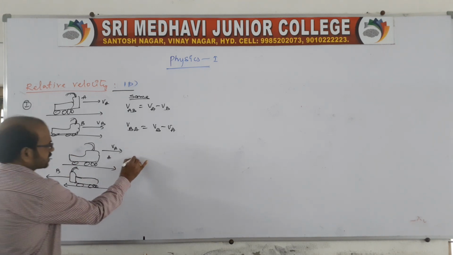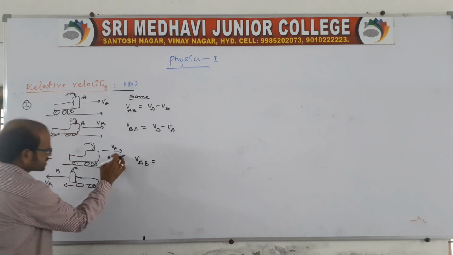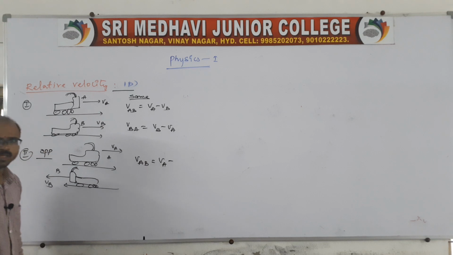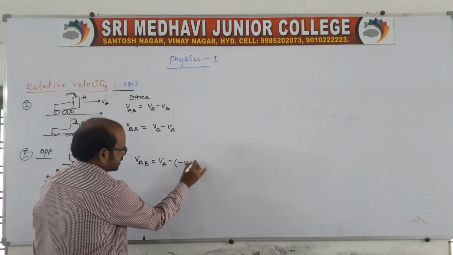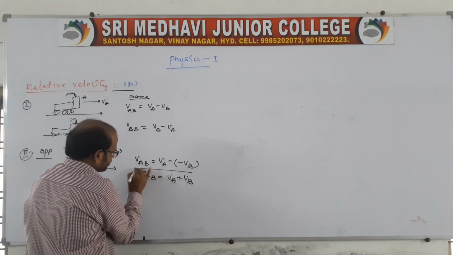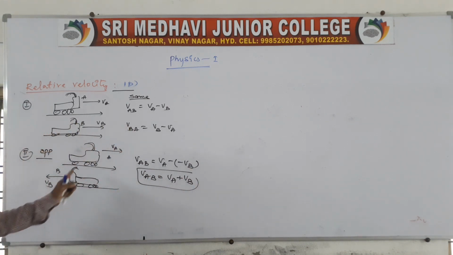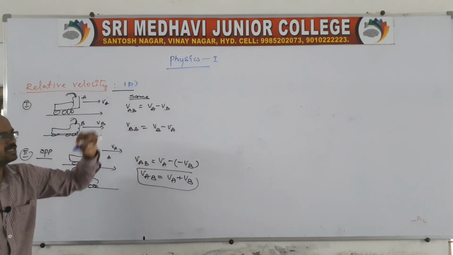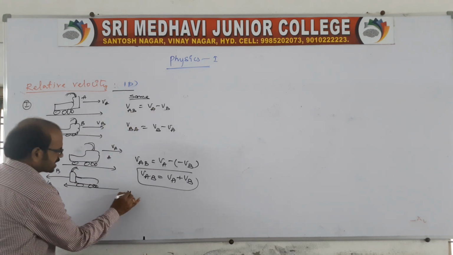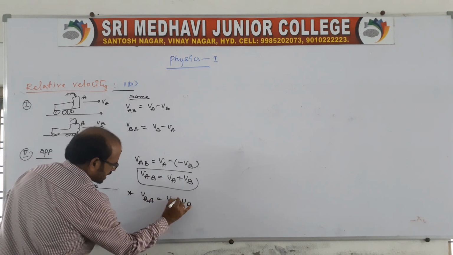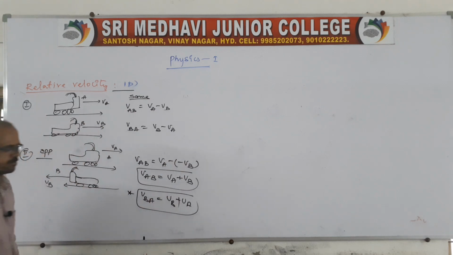Again we take the relative velocity of A with respect to B. It is VA minus VB, but B is moving opposite to A, so we take minus VB, therefore VAB is equal to VA plus VB. It is very simple, you remember one point only: if both are moving opposite, you say plus; if both are moving in the same direction, you say minus. And for B with respect to A, it is VB minus, and minus of minus gives plus.